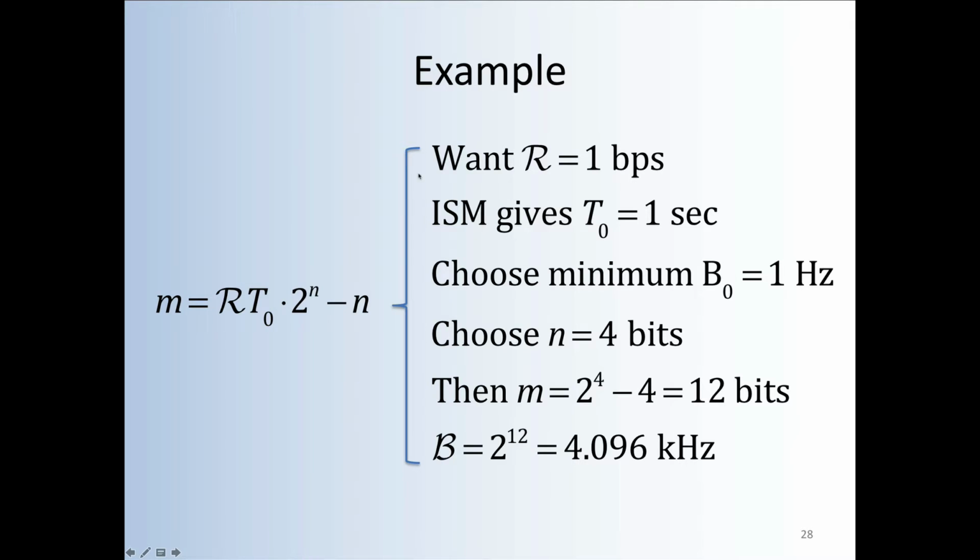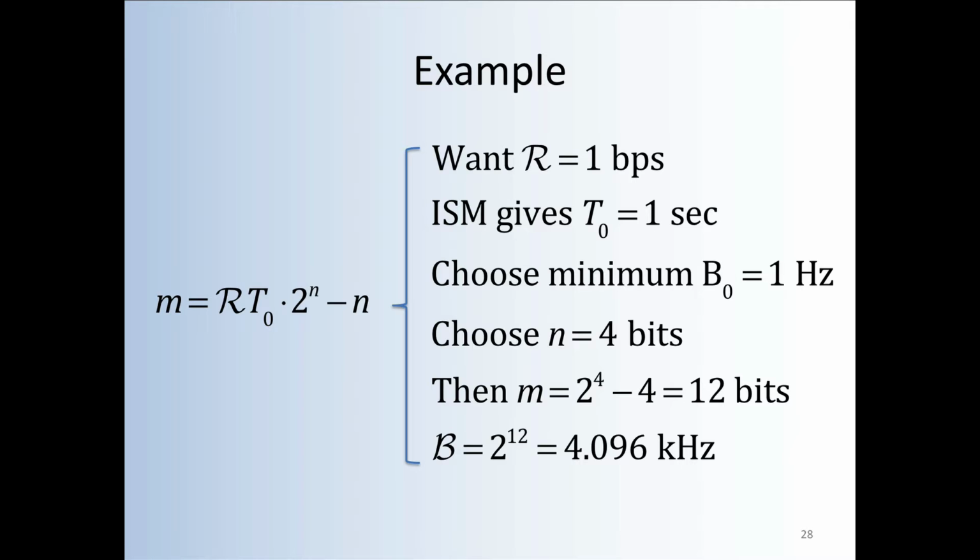So here's a concrete example. Suppose that we want to transmit 1 bit per second. Then the ISM, let's say, tells us that the coherence time is 1 second. That's actually not too far from reality in most situations.